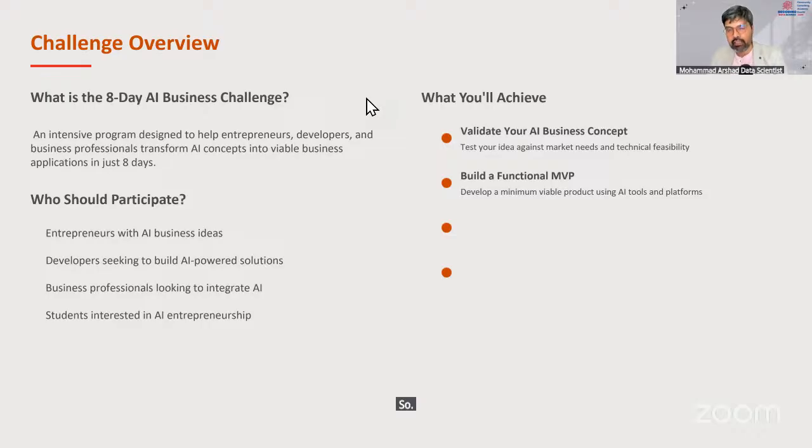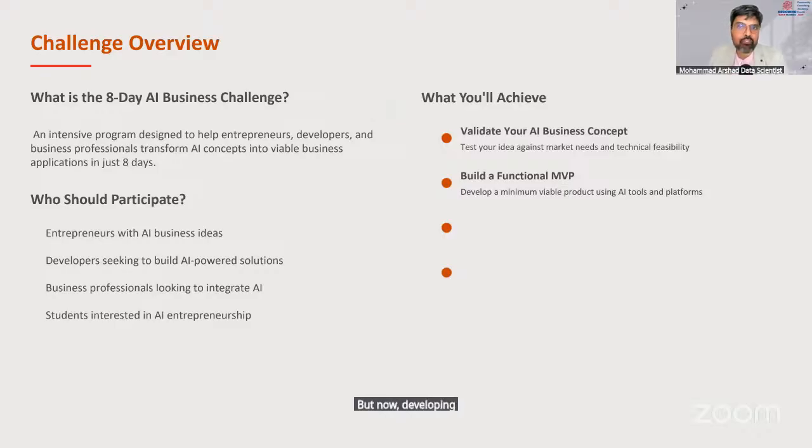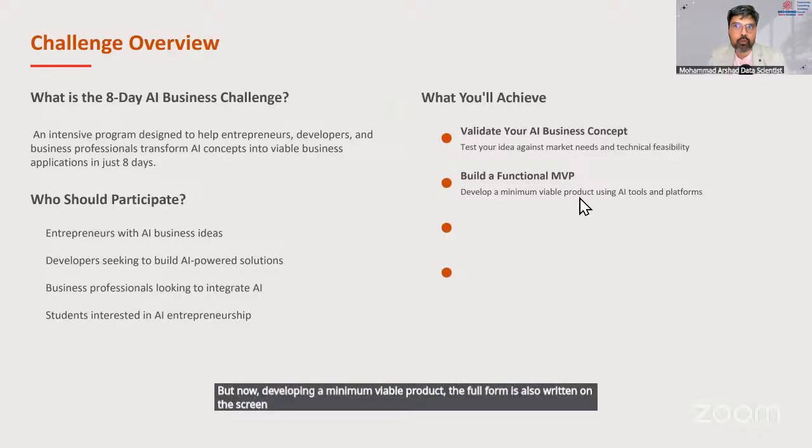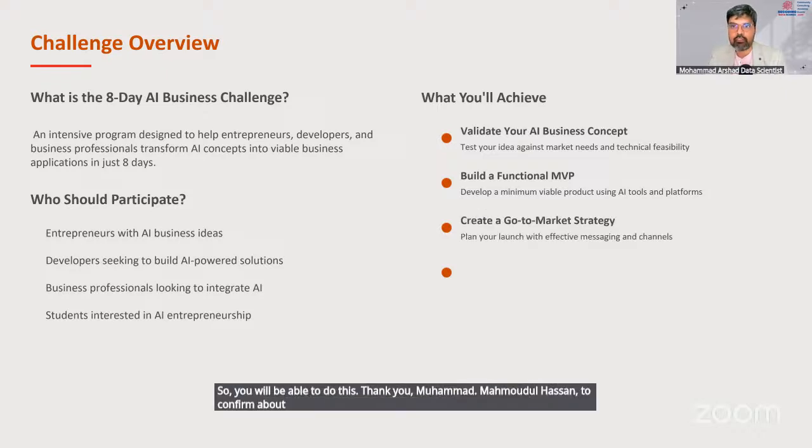MVP and the word functional is functional because before, MVP, minimal viable product, was just like a screenshot or one small feature. But now, developing a minimum viable product, the full form is also written on the screen: minimum viable product using AI tools and platforms. So you will be able to do this. Thank you, Mahmudul Hassan, for confirming about this minimum viable product.